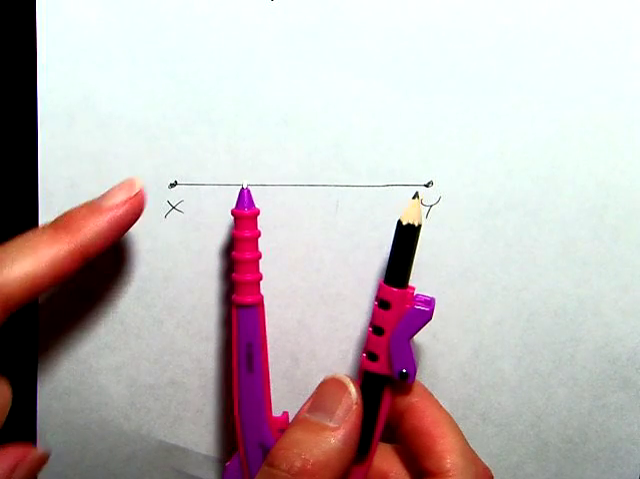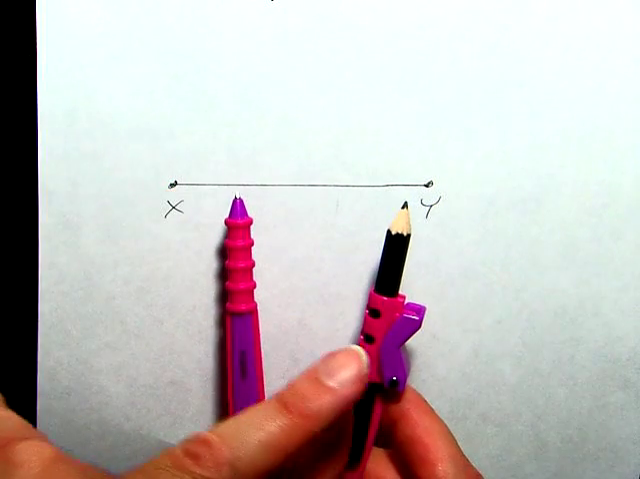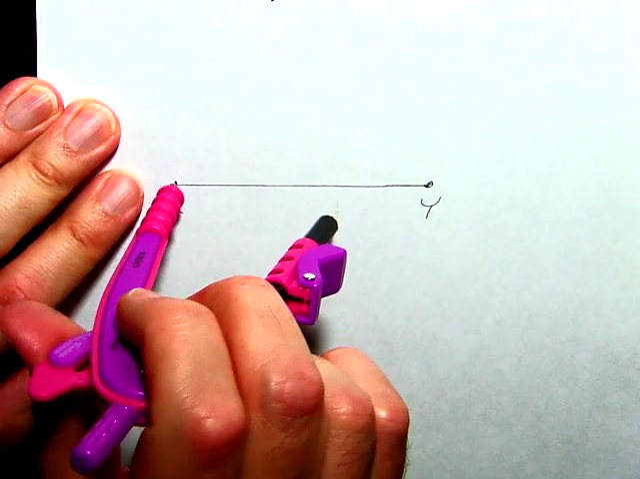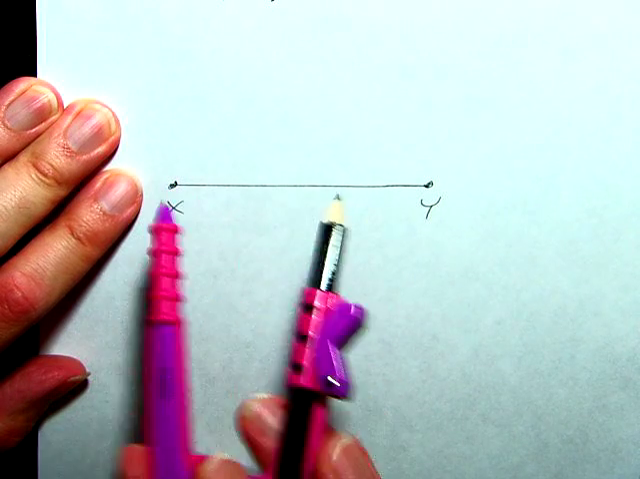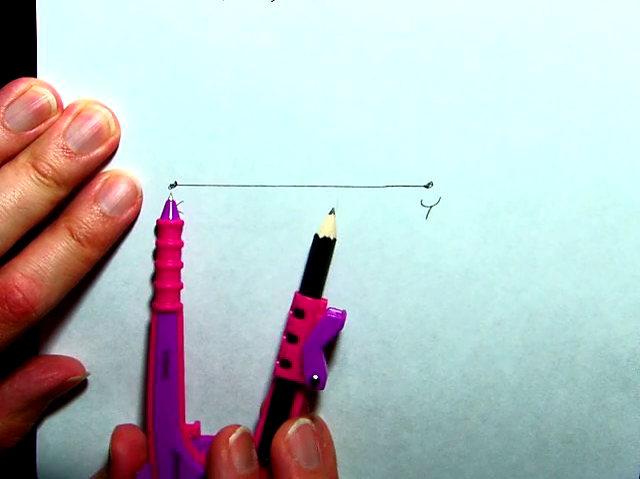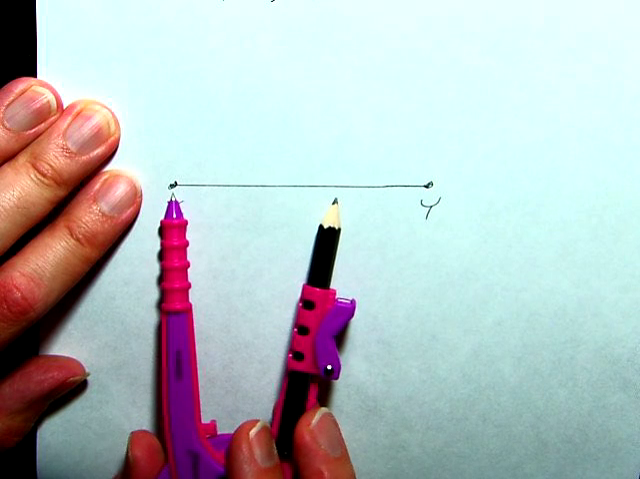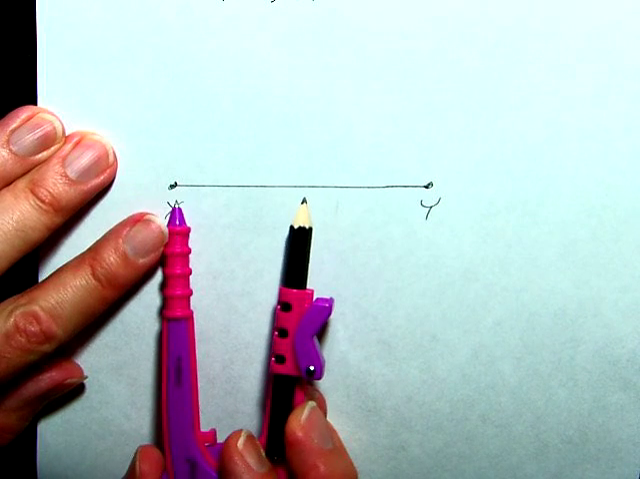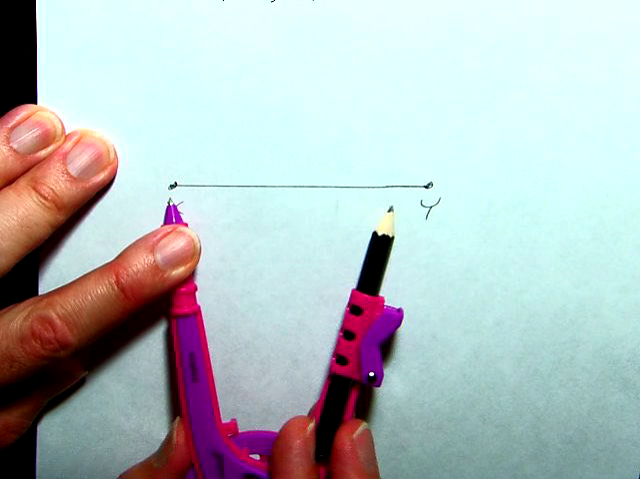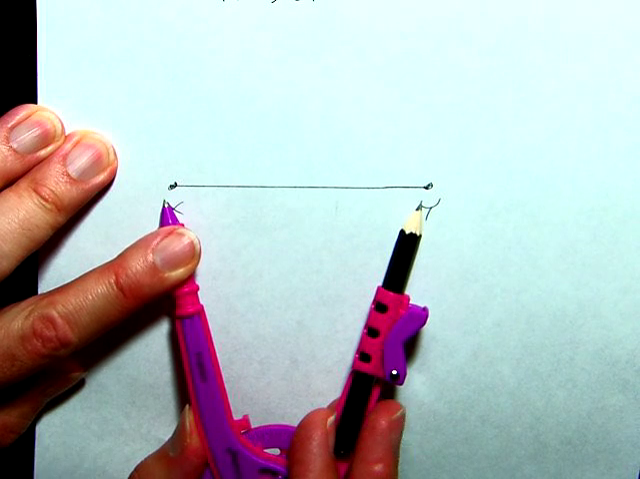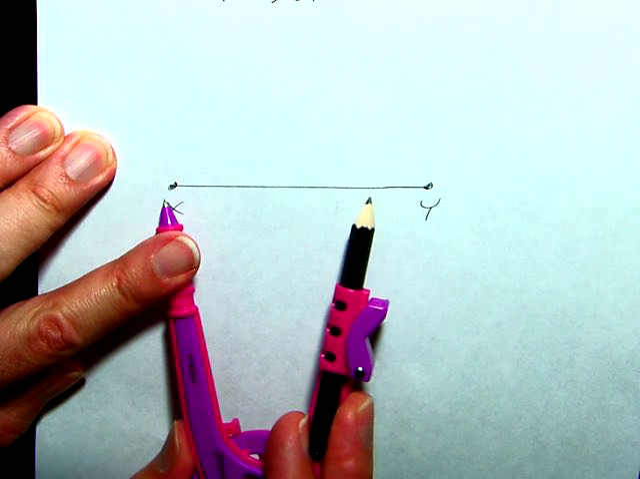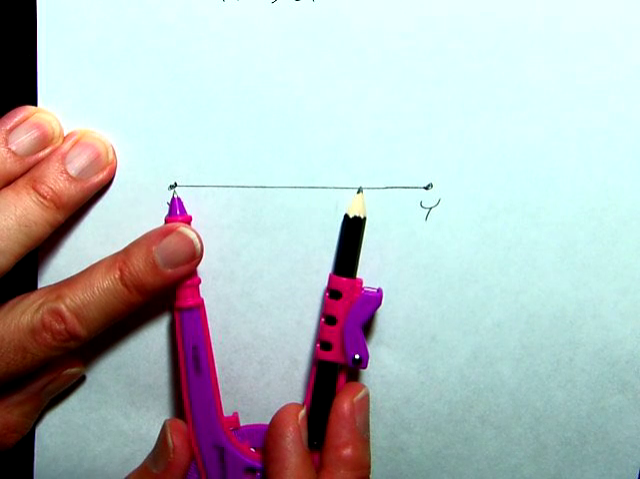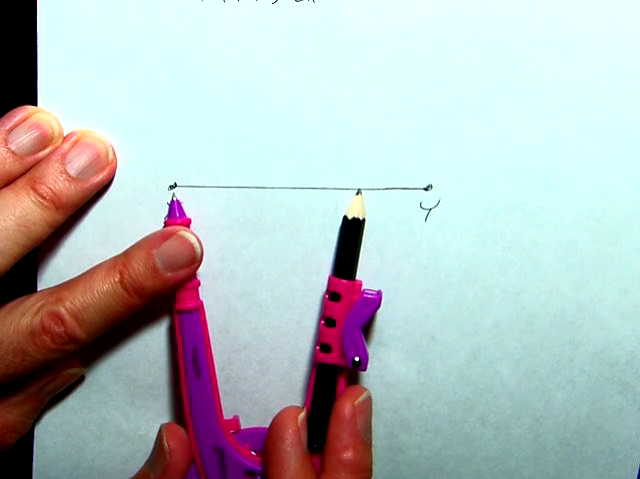Again, this is the sharp end of the compass, and this is the end that has the pencil on it. We're going to take the sharp end, put it on point X, and open the compass so that its width is somewhere between about halfway from X to Y, which would be about here maybe, to all the way from X to Y, which would be about there. We want to be somewhere between those two extremes. So let's open it to about this. That way it will work best. You have to be at least half of the way, but not quite all the way.